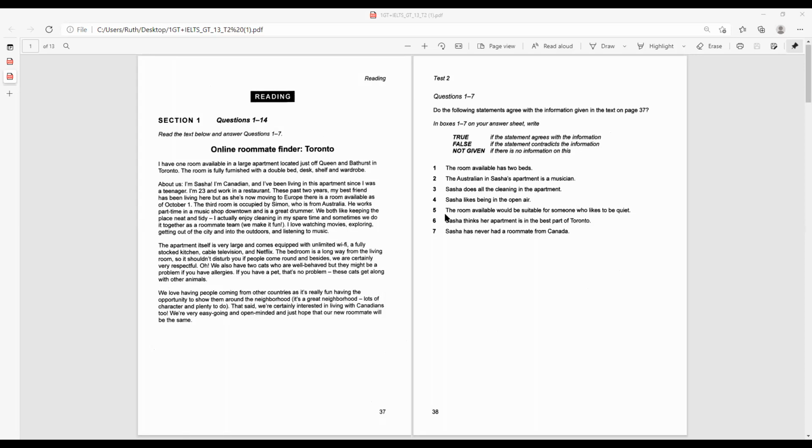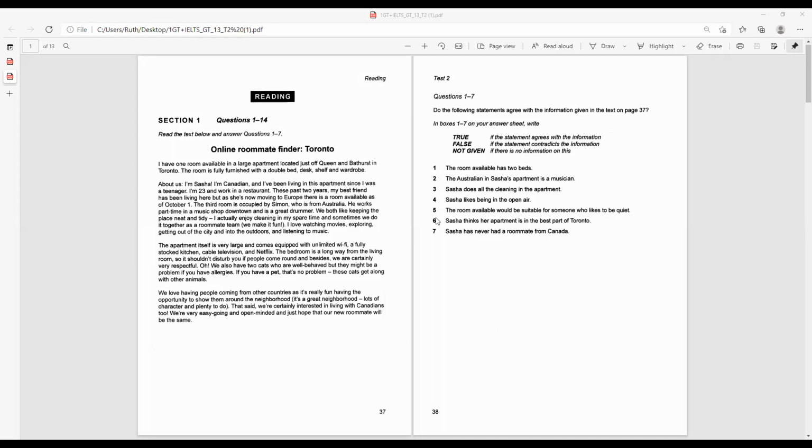What about the fifth statement? The room available. So room could be accommodation again. Think of synonyms always, guys. It's helpful for your writing as well. Available, what do you think are synonyms for available? Vacant. Yeah, vacant, that's correct. Ready to move in and things like that would be suitable for someone who prefers or enjoys, someone who loves to be quiet. Quiet can be silent, can be less noisy.